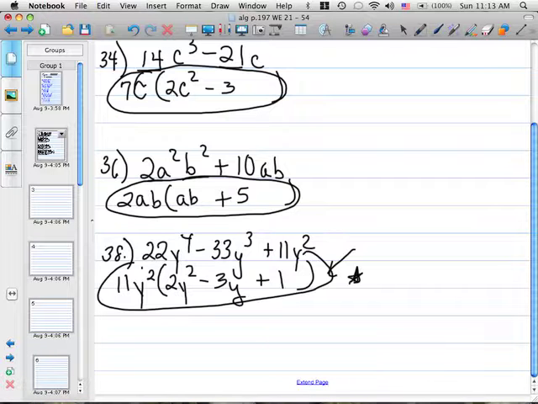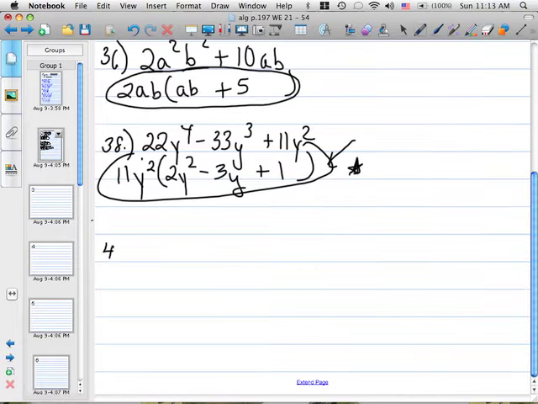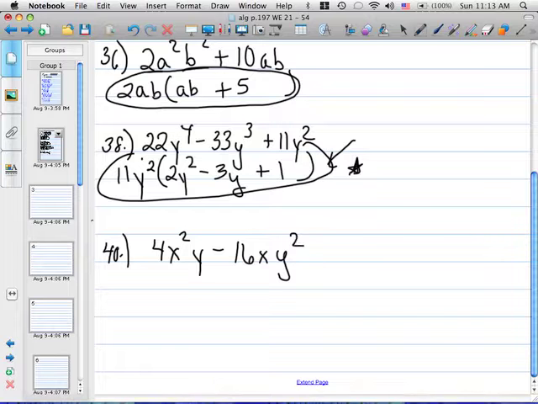To get back to the first term, the 2a squared b squared, we need to multiply by an a and a b. We already have the 2. To get back to positive 10, we need positive 5, and we have the a and b.